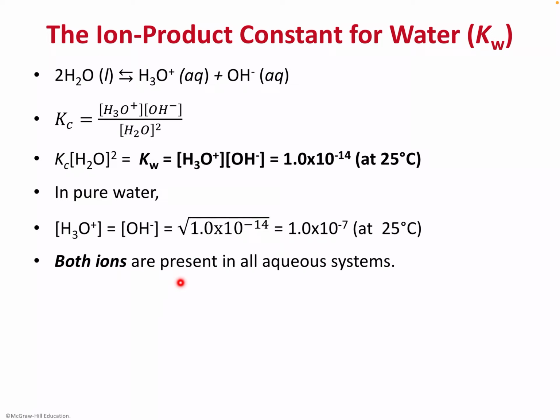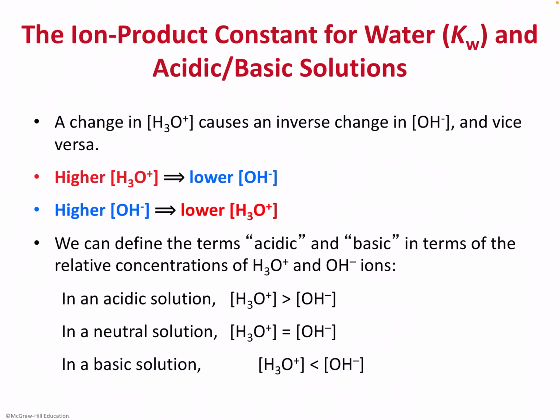So both ions are present in all aqueous systems. If you take any kind of aqueous system, you have hydroxide ions and hydronium ions. They are going to be equal in pure water. But in other aqueous systems, you can have maybe more hydronium ions, maybe more hydroxide ions, depending on the pH of the solution.